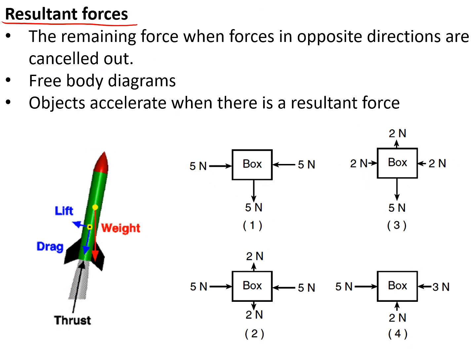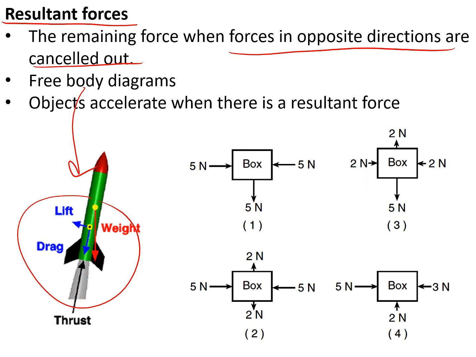Resultant force is the force remaining on an object when forces acting in opposite directions are cancelled out. So we looked at these free body diagrams, we've got these forces acting in many different directions, they all add up to one overall force. And this is important because objects only accelerate when there is a resultant force, they stay at a constant speed if there is no resultant force.